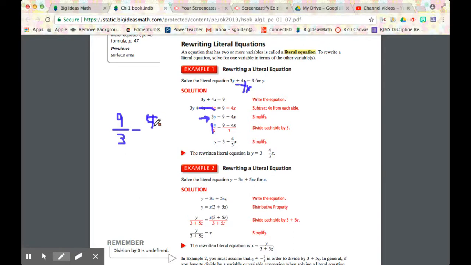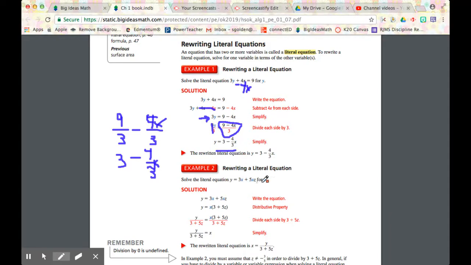4x divided by 3. So 9 divided by 3 is 3. We have a minus, and then we could just leave this for now, 4/3 x. 4x over 3 is the same thing as 4/3 x, okay? So that's what they did to go from this to the final answer. So y equals 3 minus 4/3 x. That's all we can do because we don't have a clue what x is. So we rewrote it, solving for y. That is our answer right here.